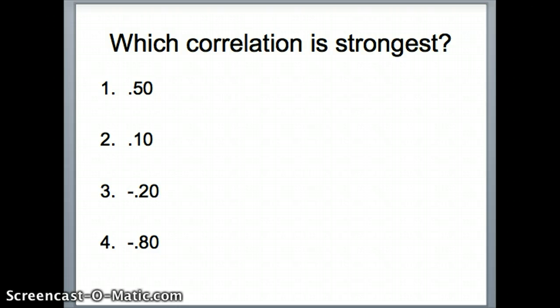Which one do you think is the weakest correlation? Hopefully you picked 0.10. 0.10 is closest to 0. Whichever number is closest to 0 is a weaker correlation. So 0.10 would be weaker than -0.20.